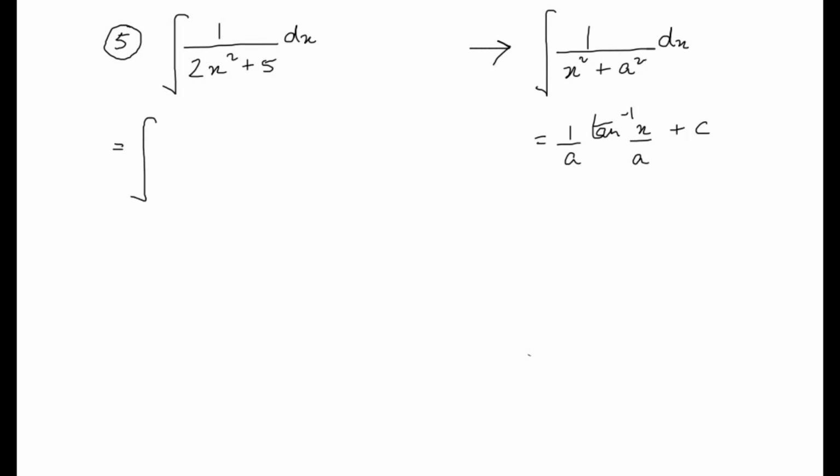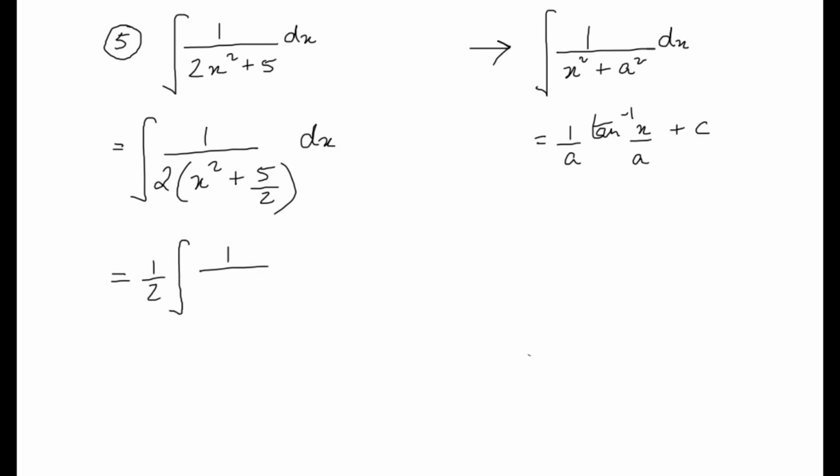So 1 by, remove the 2 because x squared can't have a coefficient. Open a bracket, so it becomes x squared plus 5 by 2 dx. Right? And then you take the half out of the integral sign. So half integral of 1 by x squared plus 5 by 2 dx.